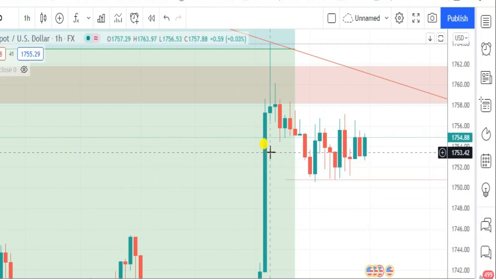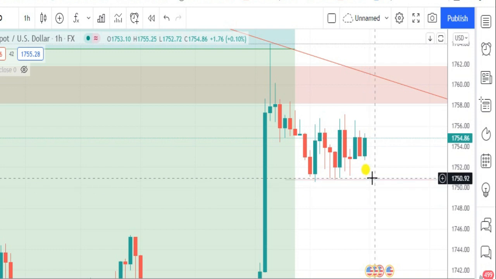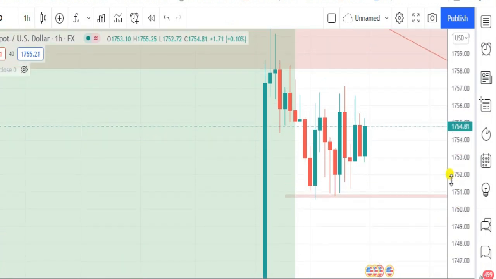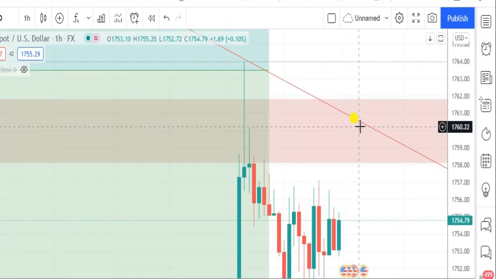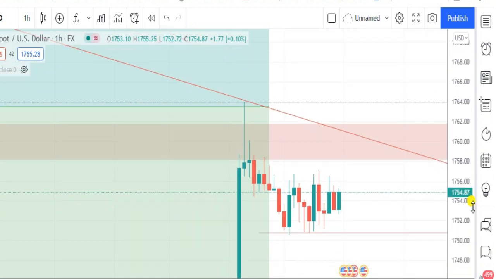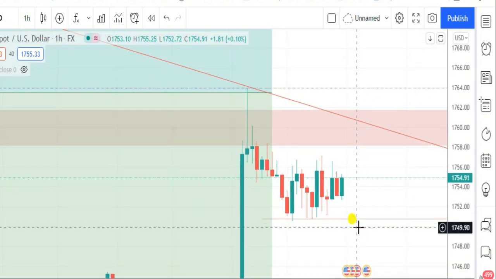The small selling opportunity is that whenever the market breaks the 1751 area, you have to look for a sell trade, and your target would be at least 1745. And the next thing is that if the market breaks 1760, then you have to open buy trades, and those buy trades would be long-term buy trades also. It's a possibility.